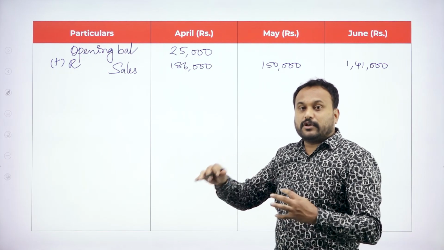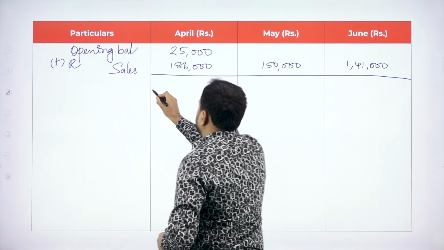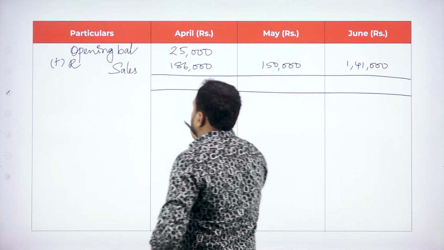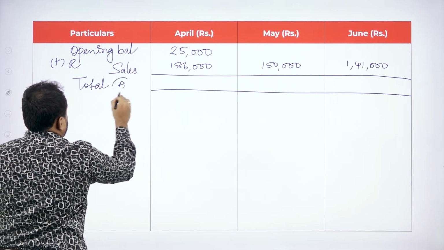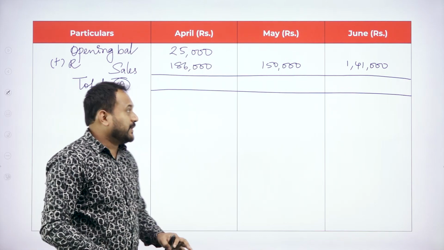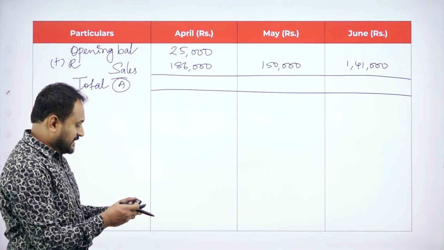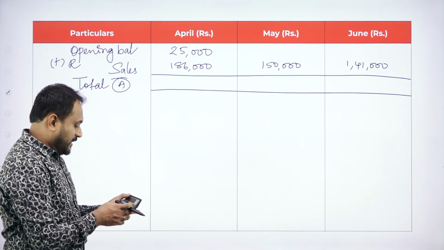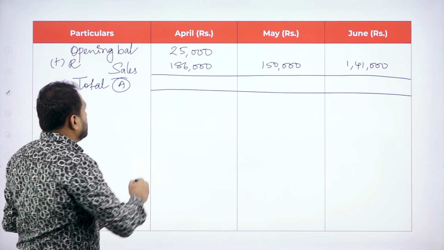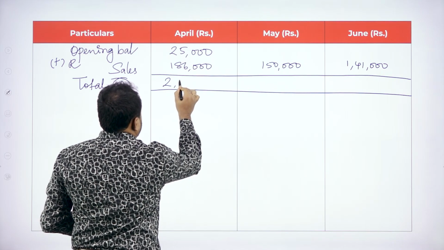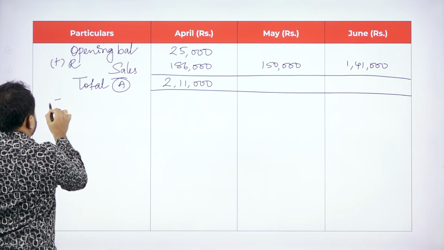So before the wages, we are supposed to go with the total of opening balance and sales. And what is that termed as? This is called total of A. We don't have any other receipts, so we are going with total. Now when we go with the total, take your calculator. 25 plus 186. So 186 plus 25. We have 2,11,000. So 2,11,000.